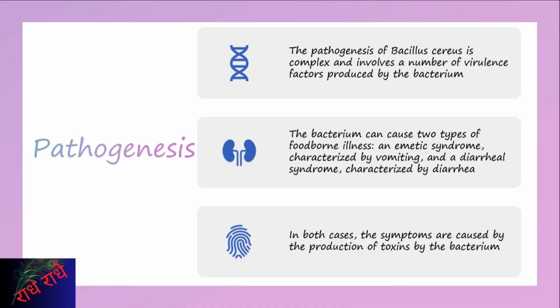Bacillus cereus is an opportunistic pathogen widely distributed in the environment, particularly in soils. It is capable of causing two types of foodborne illnesses, an emetic syndrome with vomiting as the main symptom and a diarrheal syndrome featuring diarrhea as the main symptom. Both illnesses have their symptoms caused by the toxins produced by the bacterium. This pathogen significantly threatens human health, so food safety measures are essential.